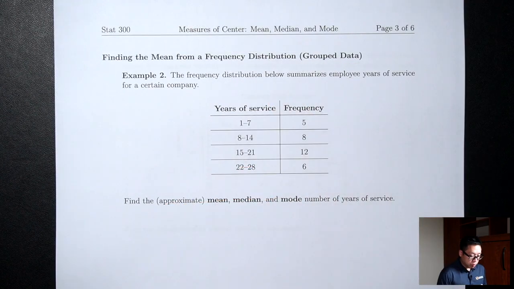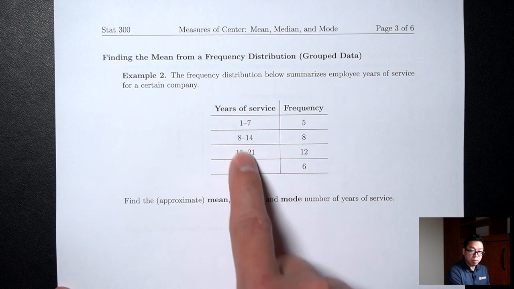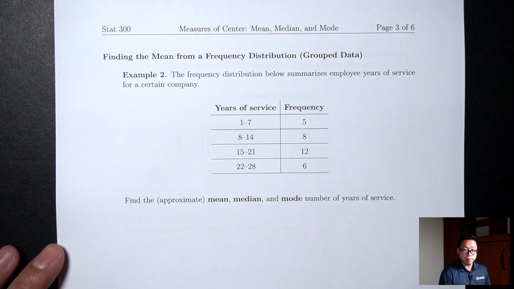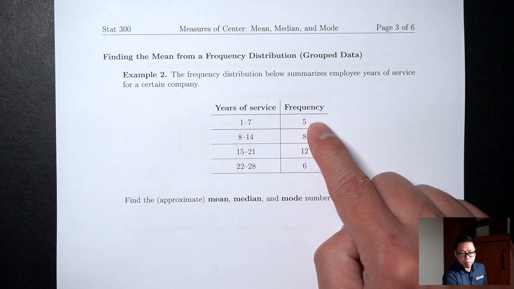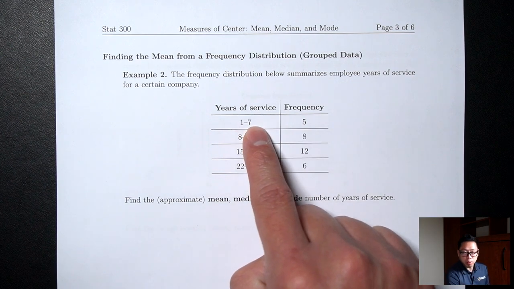In example 2, we have a table for grouped data. Grouped data just means that we're breaking up the data into ranges like this. The frequency distribution below summarizes employee years of service for a certain company. Now the problem with grouped data is, what does this 5 mean? This 5 means that there's 5 people who have between 1 and 7 years of service.